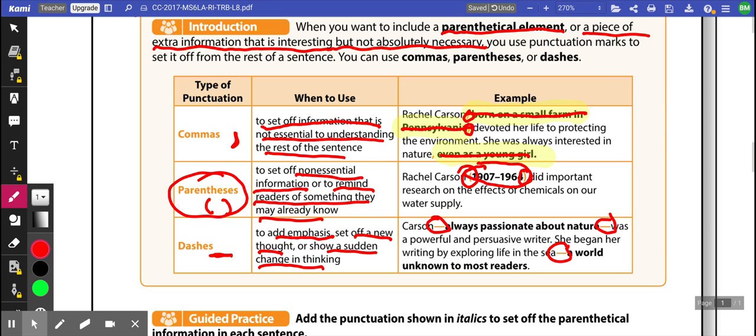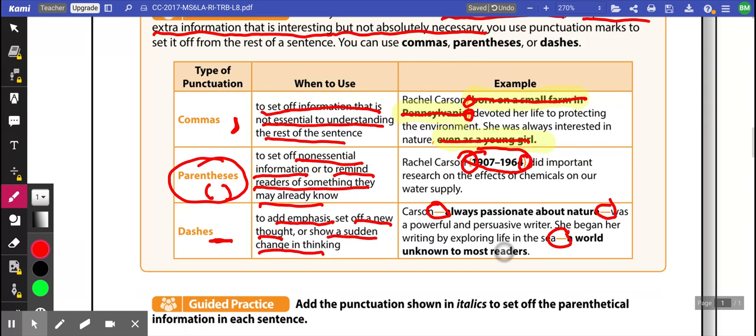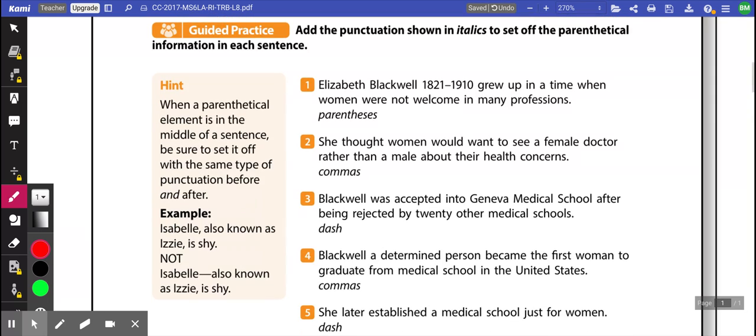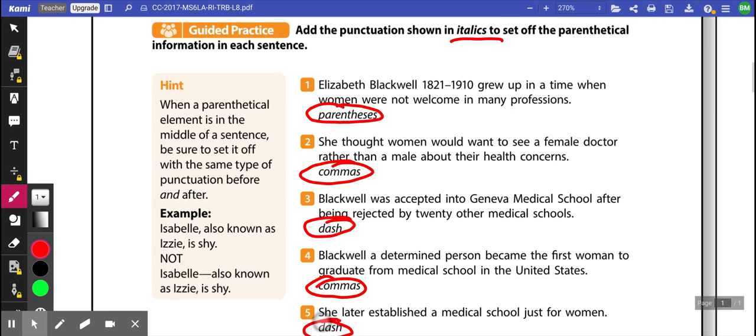All right, so we're going to go on down to our bottom part, and we're adding punctuation from what's in italics. So we're looking at where 1 says parentheses, 2 is looking for commas, 3 is the dash, 4 is the commas, and 5 is the dash. All right, so number 1, Elizabeth Blackwell, 1821 to 1910, grew up in a time when women were not welcome in many professions. So, I forgot to look at our hint.